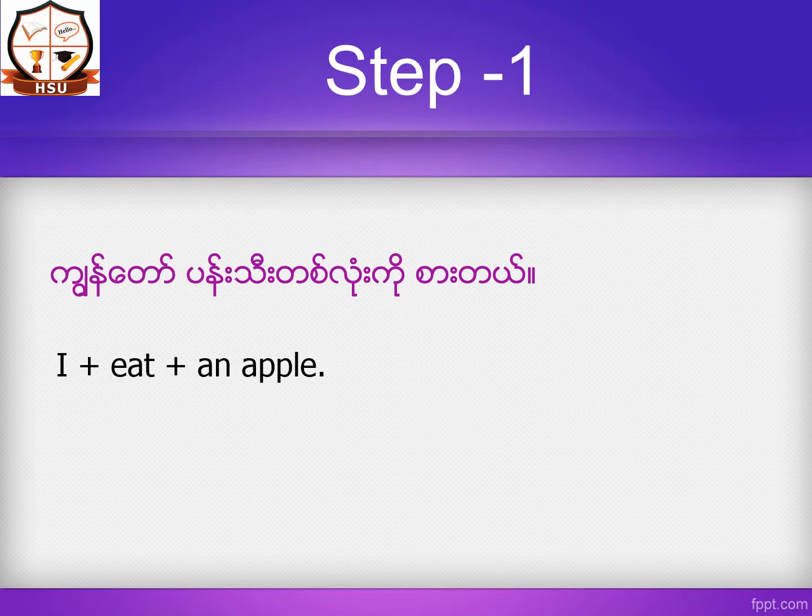Okay, step one. Sentence construction. Now, put in a long sentence using what I will use in English. Now, the subject is I. The verb is eat. Then an object, an apple. So we have subject, verb, object. Now, the long sentence is: I eat an apple.